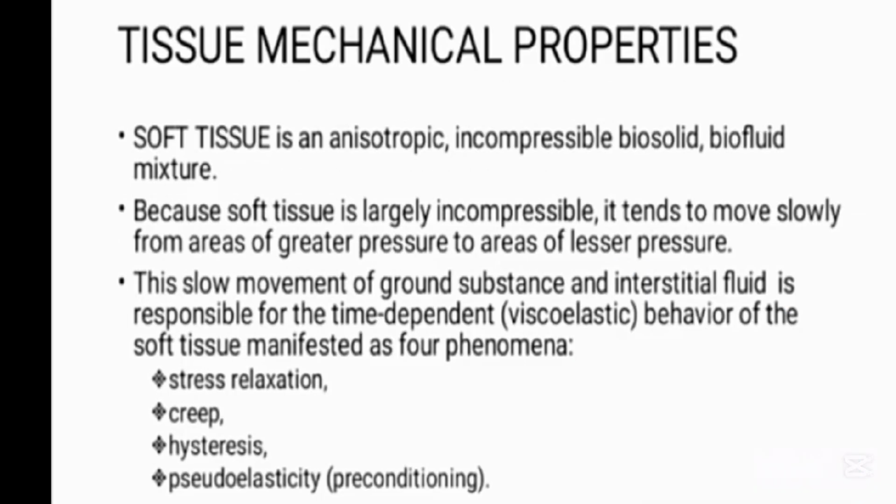Tissue mechanical properties. Number 1, soft tissue is an anisotropic, incompressible biosolid-biofluid mixture. Because soft tissue is largely incompressible, it tends to move slowly from areas of greater pressure to areas of lesser pressure. Number 3, this slow movement of ground substance and interstitial fluid is responsible for the time-dependent viscoelastic behavior of the soft tissue, manifested as 4 phenomena. Number 1 is stress relaxation. Number 2 is creep, then hysteresis and pseudoelasticity, preconditioning. So these are the 4 points.